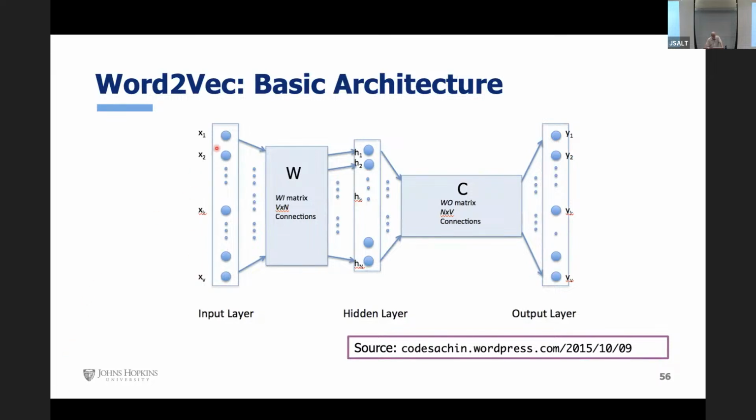Here we have an input layer, and this is what's called a one-hot vector. This has one dimension for every word, and there's a single one in it for the word that you're talking about, and all the rest are 0. It went through these 2 matrices to produce an output that was just a probability distribution over the words that would occur near the input word, using those training examples.